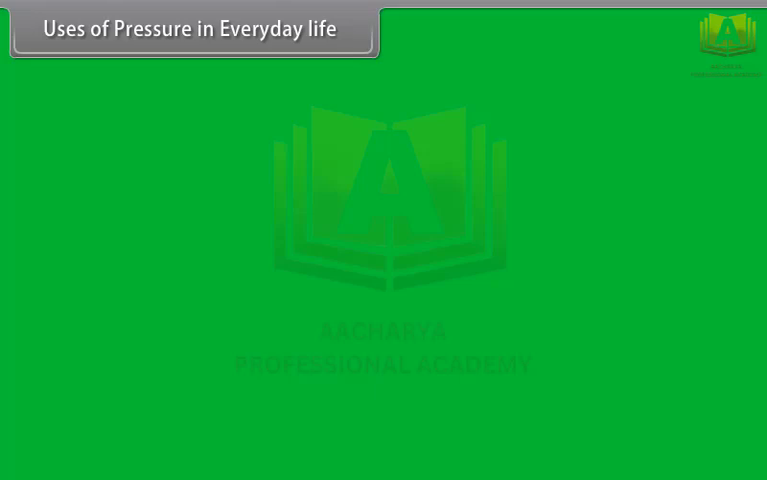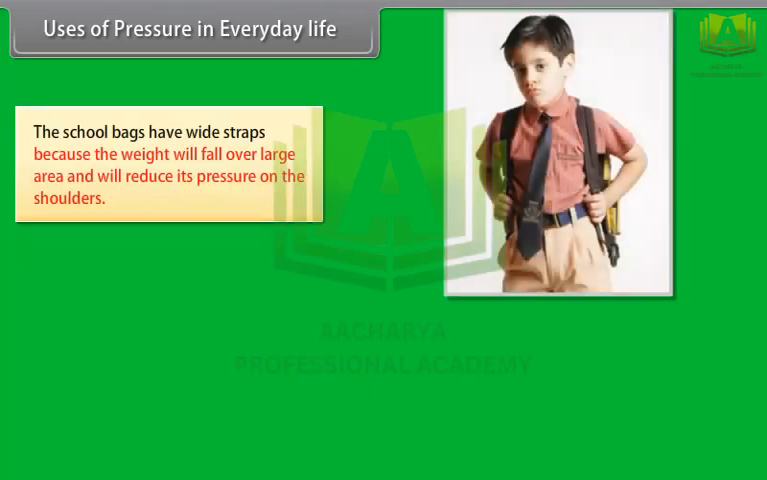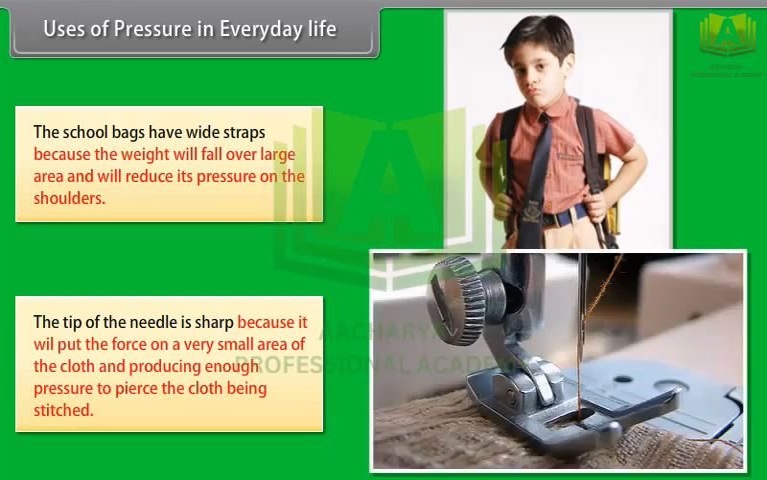Uses of pressure in everyday life. The school bags have wide stripes because the weight will fall over a large area and will reduce the pressure on the shoulders. The tip of the needle is sharp because it will put the force on a very small area of the cloth and produce enough pressure to pierce the cloth being stitched.